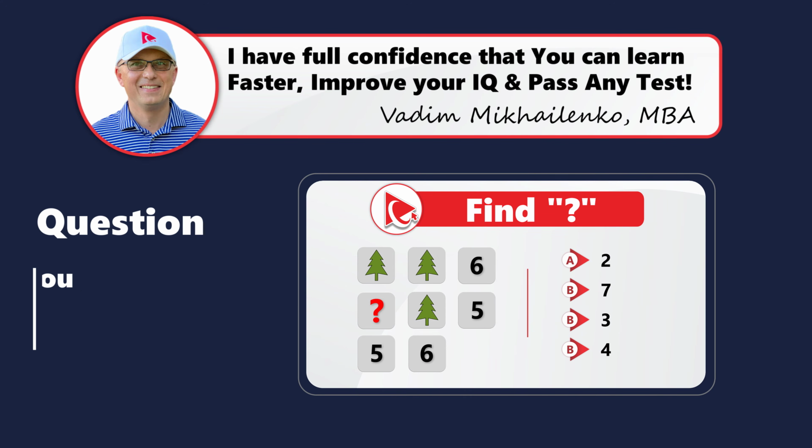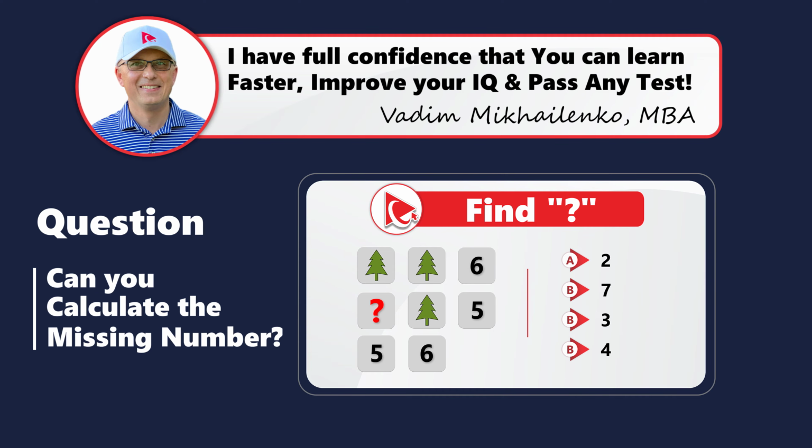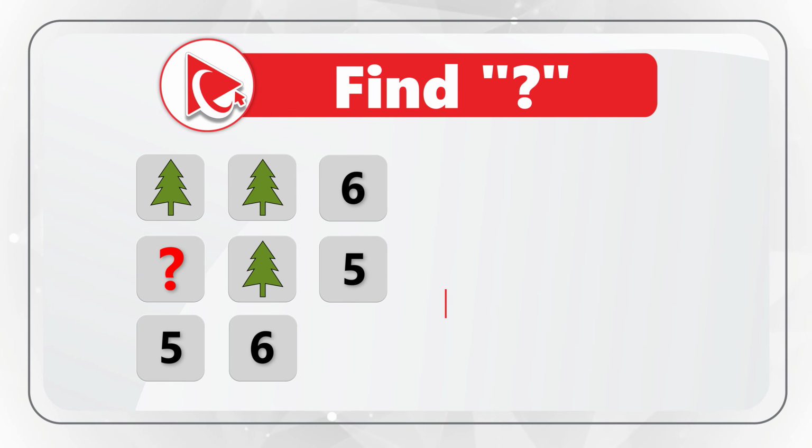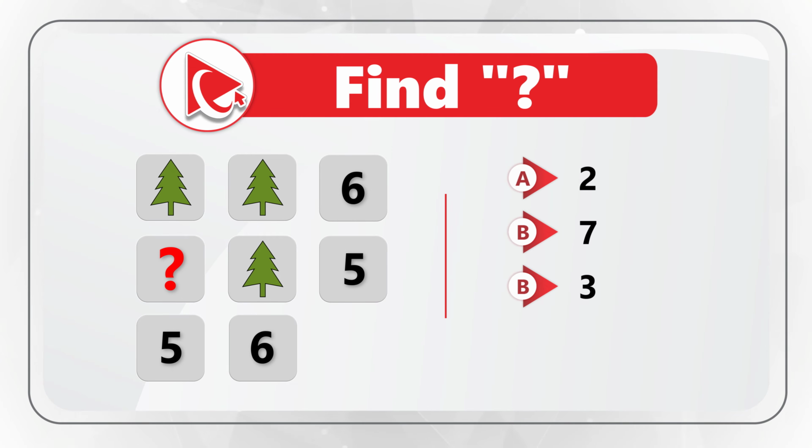Here's a phenomenal question where you need to find the missing number. You're presented with an almost 3x3 shape, which contains evergreen trees, numbers, and the question mark. Based on what you see, you need to calculate the missing number, and you have 4 different choices. Choice A, 2. Choice B, 7. Choice C, 3. And choice D, 4.